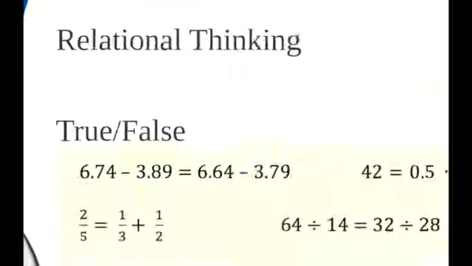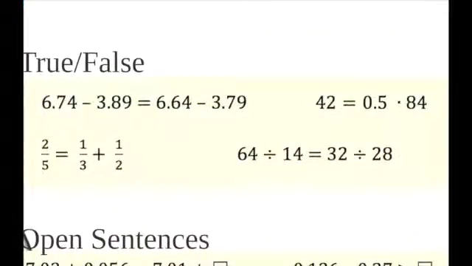Relational thinking is what happens when students observe and use numeric relationships between two sides of the equal sign rather than actually computing the amounts on each side. For example, take a look at the first true-false sentence.